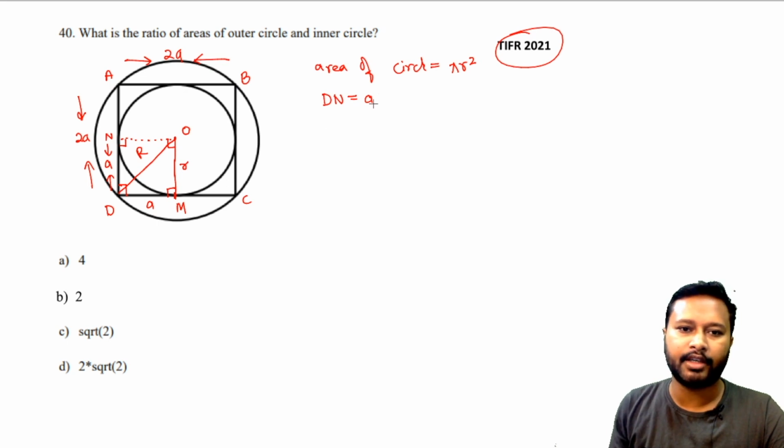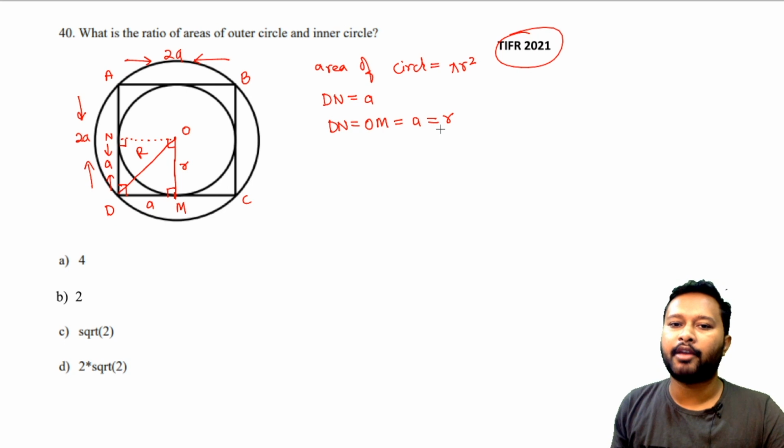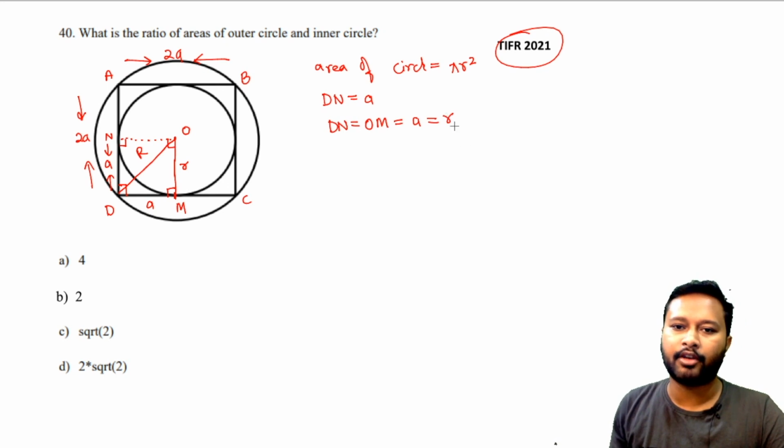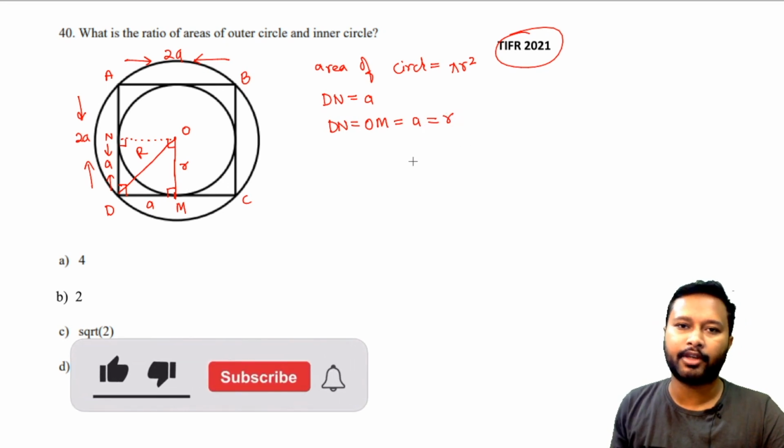So that means OM will be equal to DM, and both of them are going to be A, and that is your r. So I have just found my value of small r in terms of A. That's the basic idea which we are going to do. We are going to find out the value of small r and capital R in terms of A.